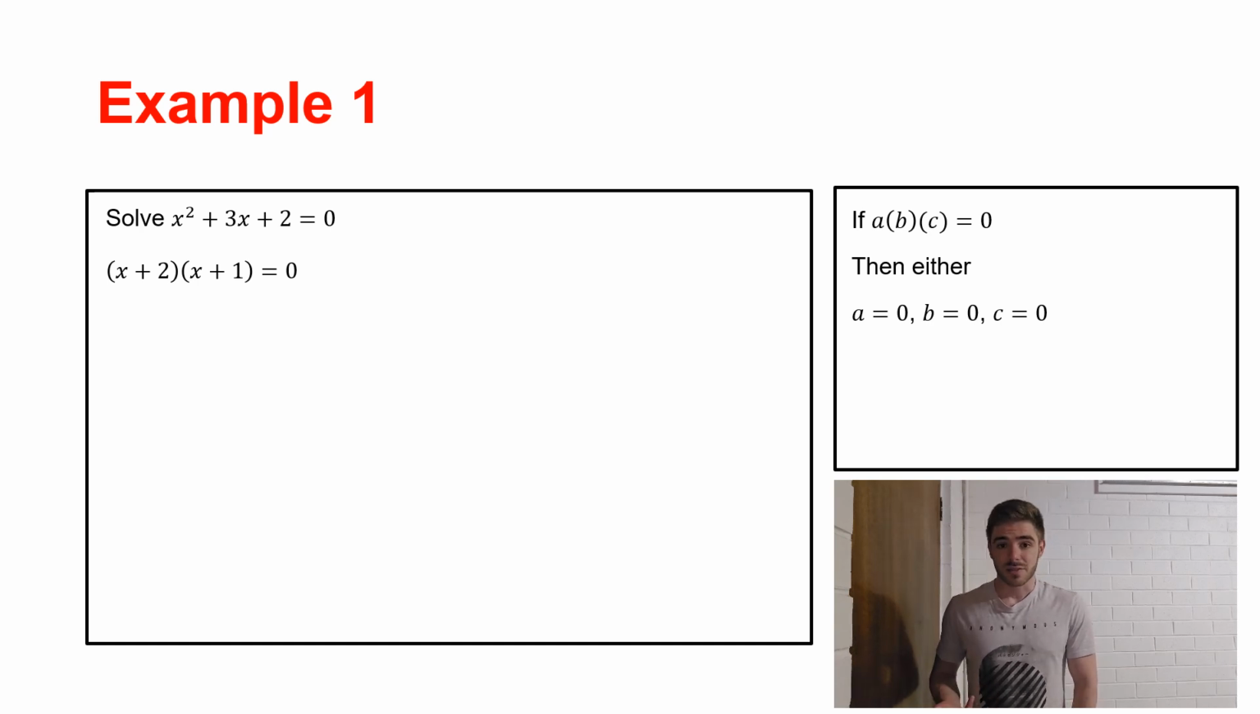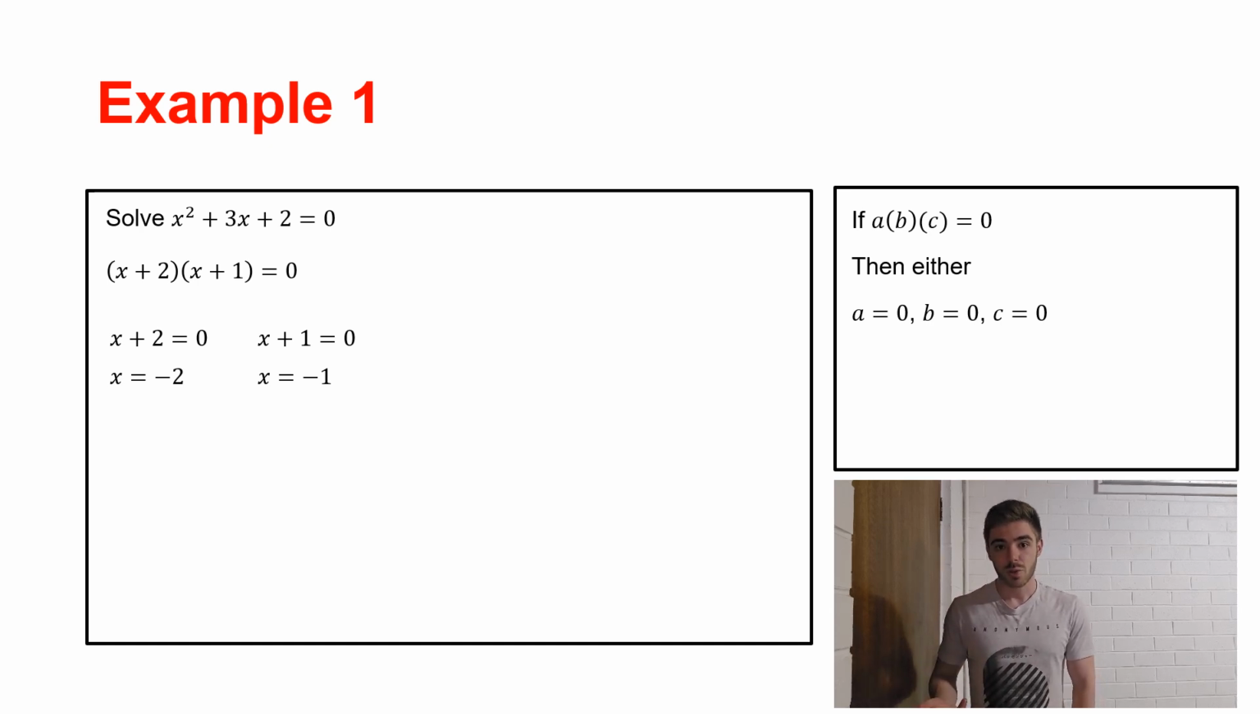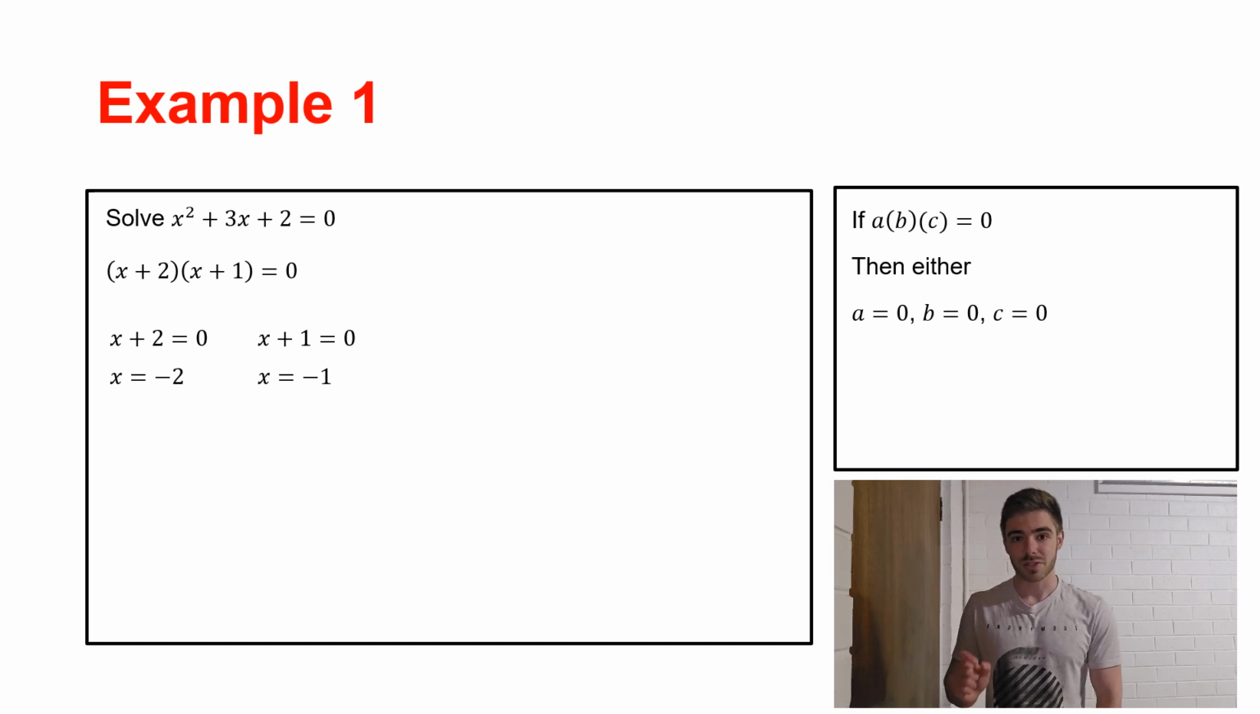Either way, once factorized, the null factor law comes into play, because there are two terms that multiply together to give 0. That means either the first term or the second term could equal 0. So, to apply the null factor law, all we're going to do is go term by term and equate each of those terms to 0, and then solve them individually. In this case, we're going to get two solutions, x equals -2 and x equals -1. And both of those solutions are valid. Quadratics are the first time you'll come across an equation where two solutions are possible.